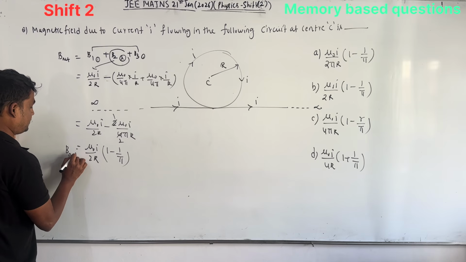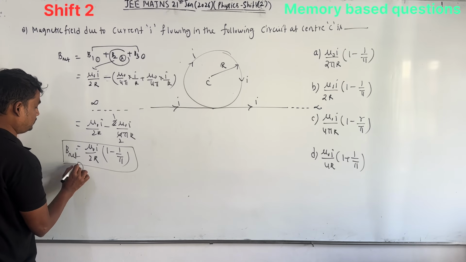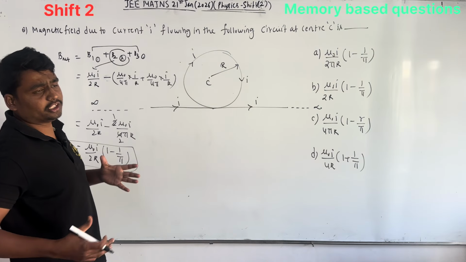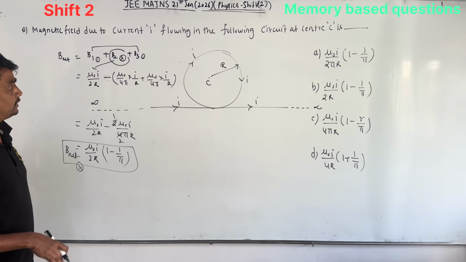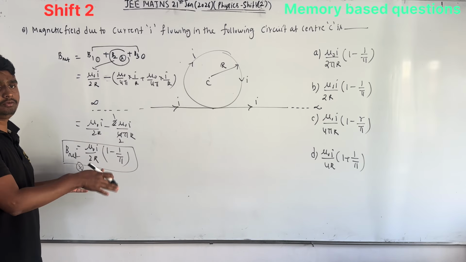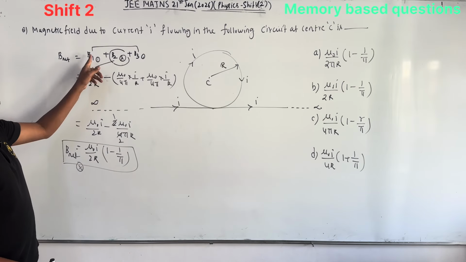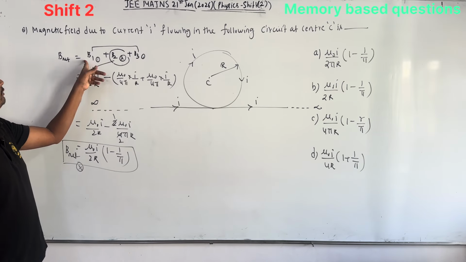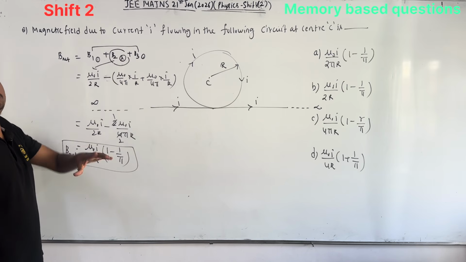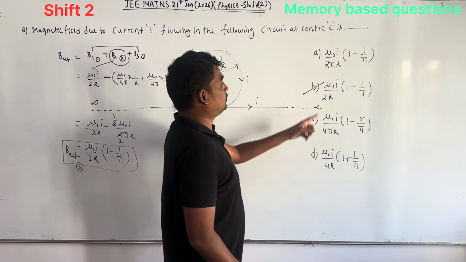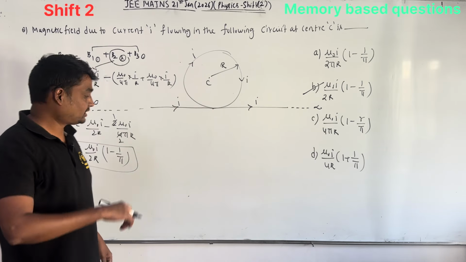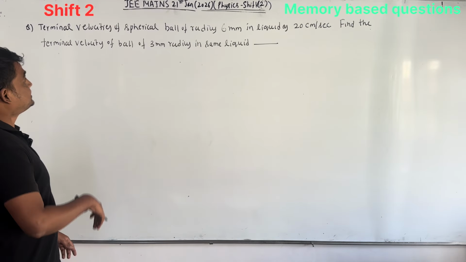So this is the net magnetic field, which is in the inward or outward direction, depending upon the value. Whichever is dominating will decide the direction. If B2 dominates B1 plus B3, then it will be inward. If B1 plus B3 dominates B2, it will be outward. So which option is satisfying? mu naught I by 2R into 1 minus 1 by pi is the correct answer for this question. Very simple. See the next question.